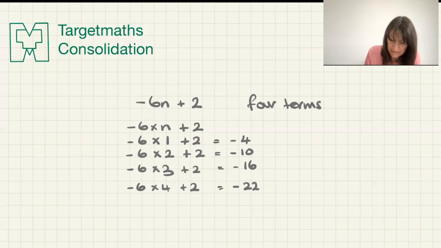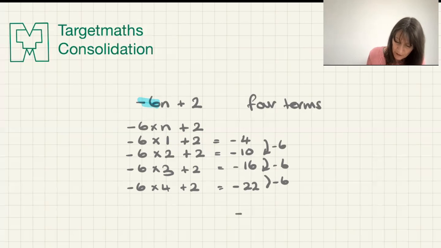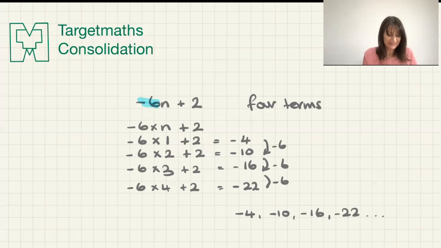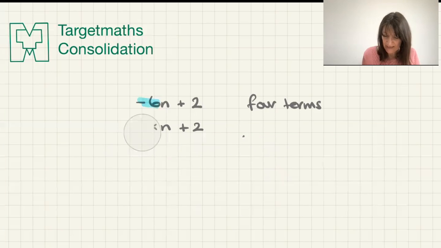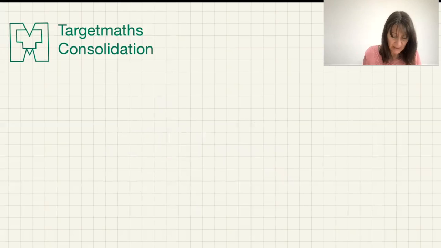And you should be able to spot that these are going down by 6 every time, which is what we would expect because we've got minus 6 in the rule there. Now, to finish this off, it would be good to write it as a sequence. Otherwise, that just feels like it's all my working out. There's the first 4 terms. Okay. Quite a tough one when the negatives come in, I think.